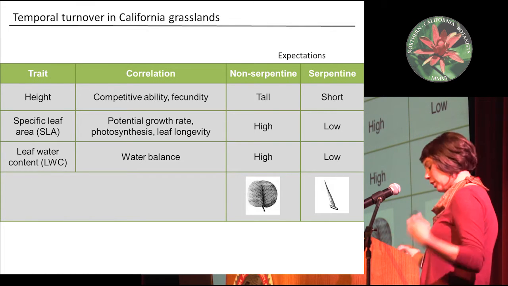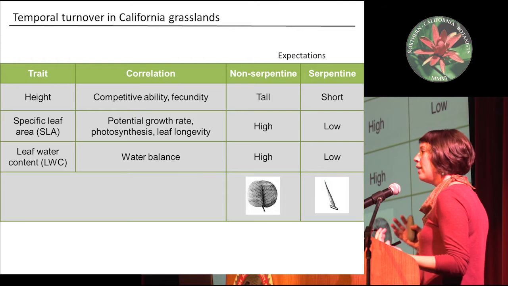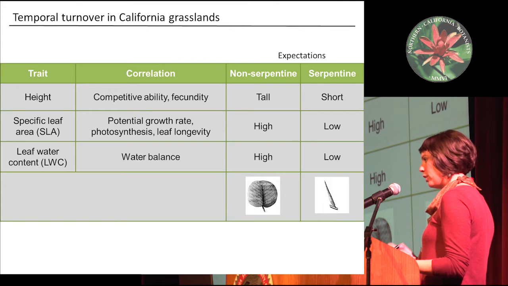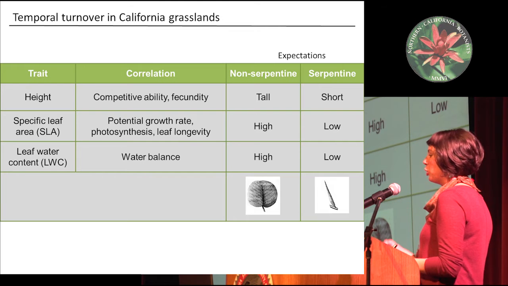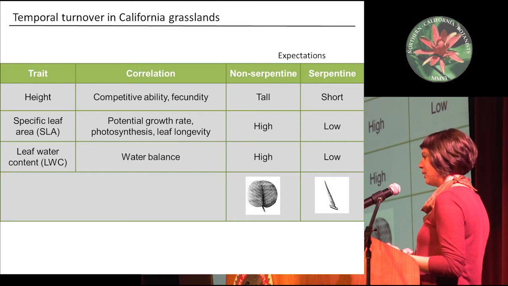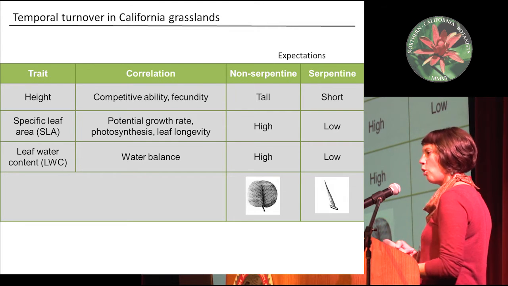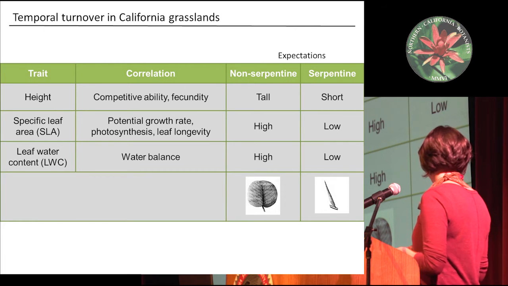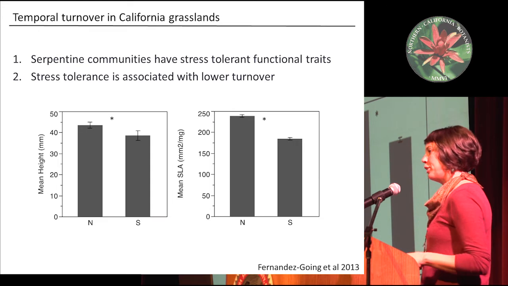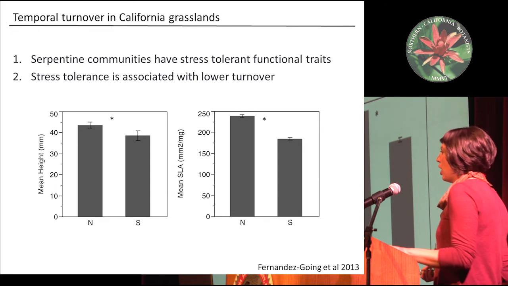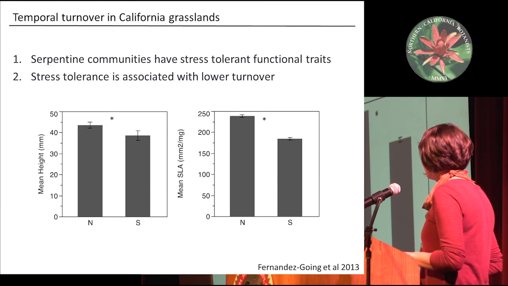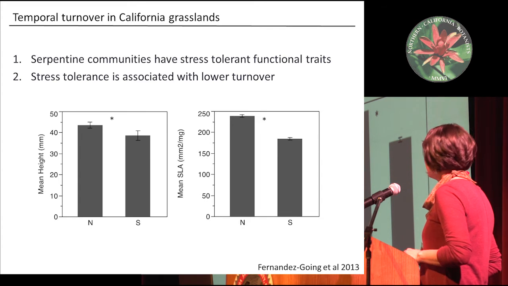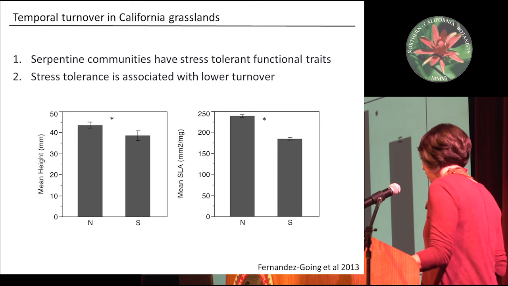And so we collected all these traits for a bunch of species, and we calculated community mean-weighted traits, which basically takes an individual species' traits, multiplies it by its relative abundance, and then sums it up over all the species so that you get a picture of what the community looks like. And we found that serpentine communities were indeed more stress tolerant. So here's 2 examples. Mean height was shorter on serpentine, as well as specific leaf area.